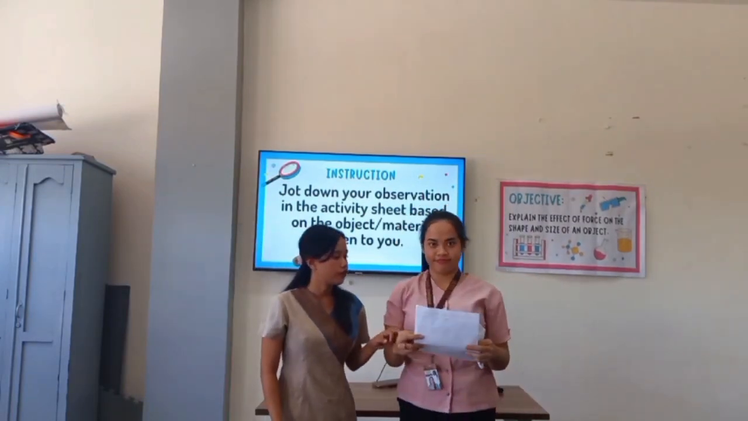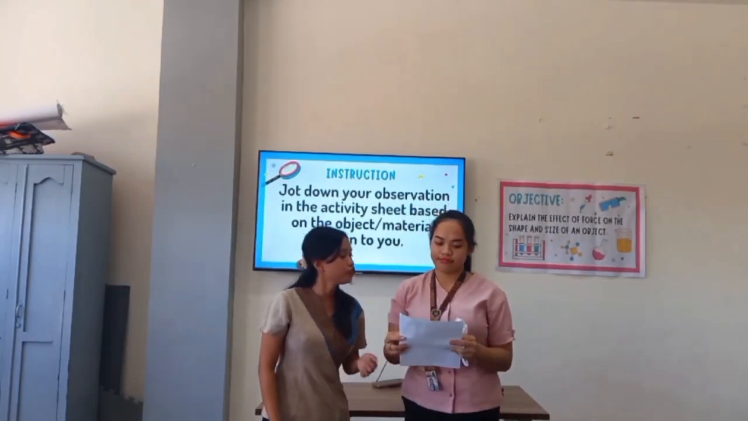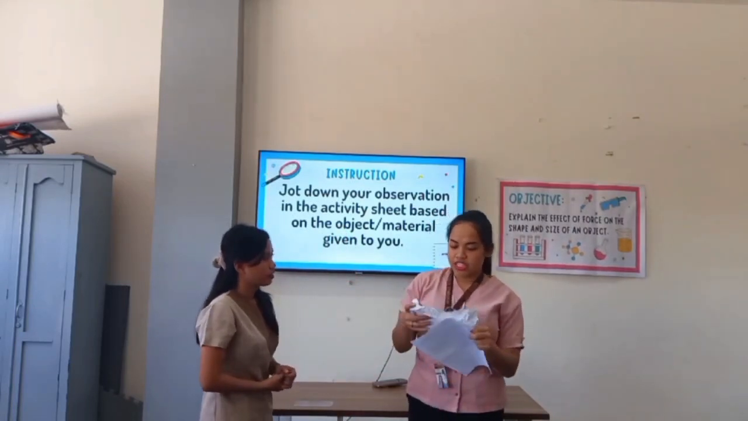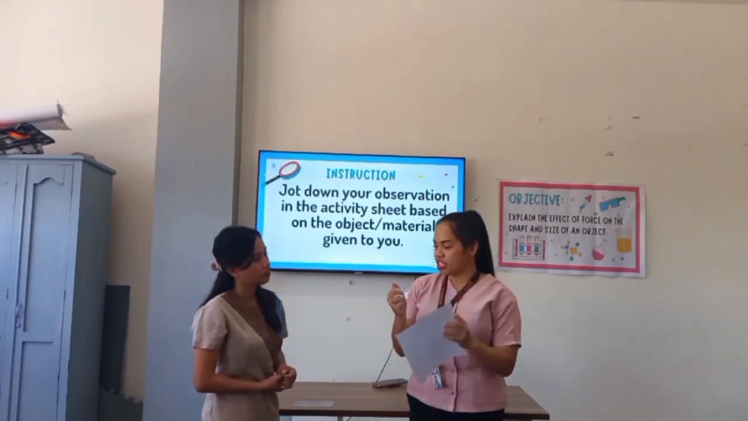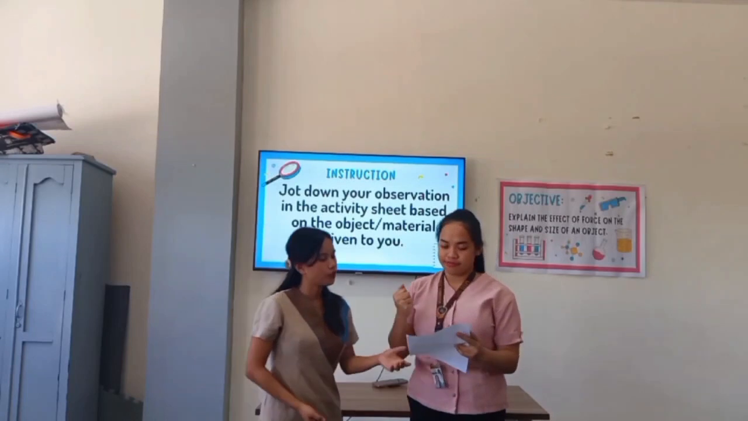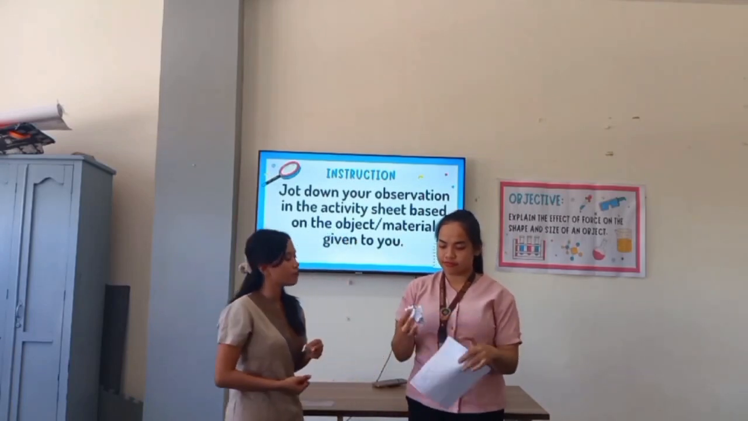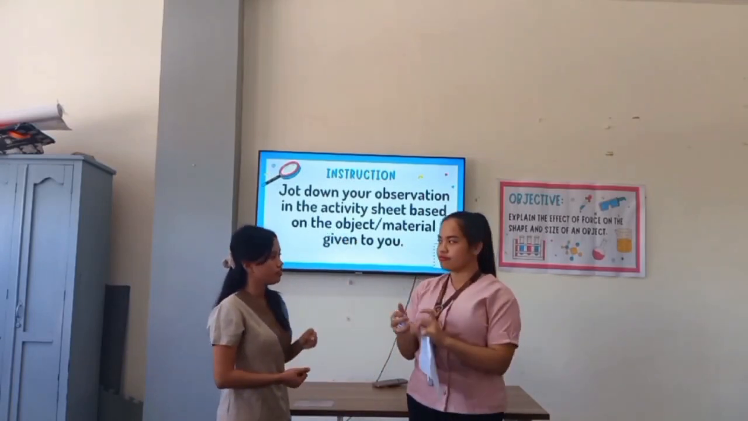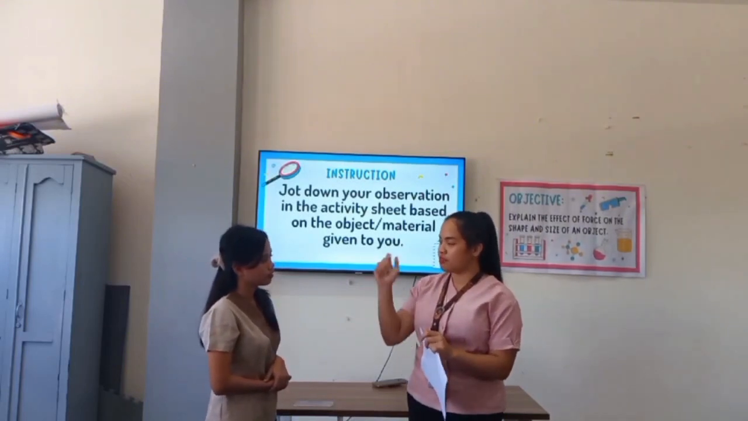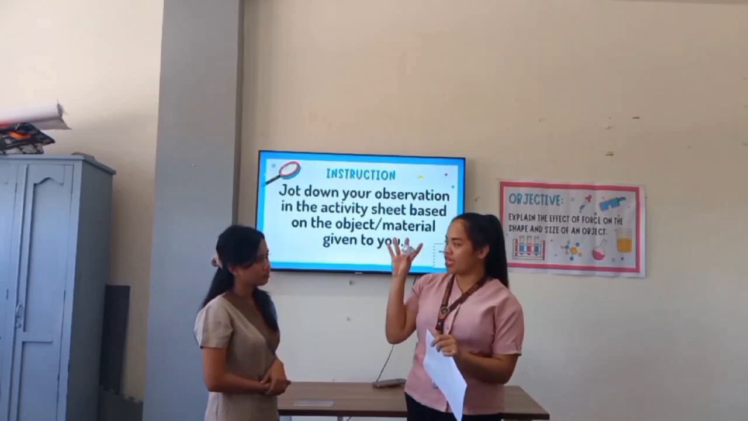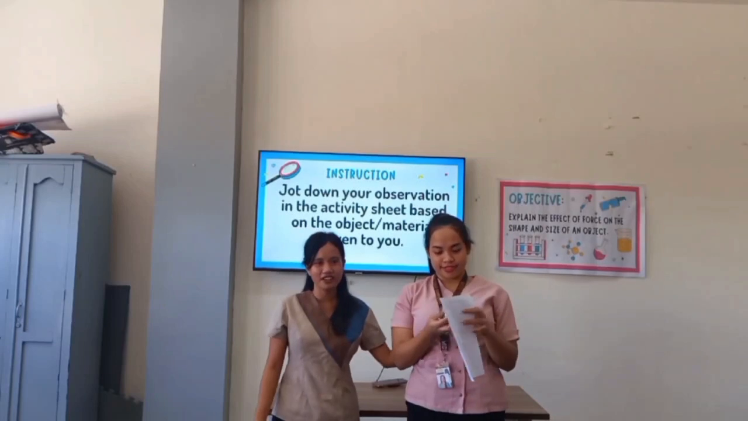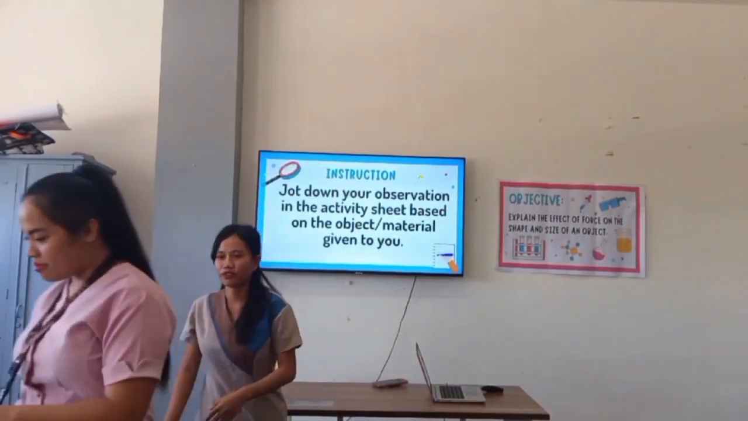For your questions, what did you do to change the shape and size of the object? I changed it by crumpling the paper. I crumpled the paper. What changes took place after you applied force on that object? After I applied force to the paper, it formed into a circle or a ball. Good observation, Sarah. You can take your seat.